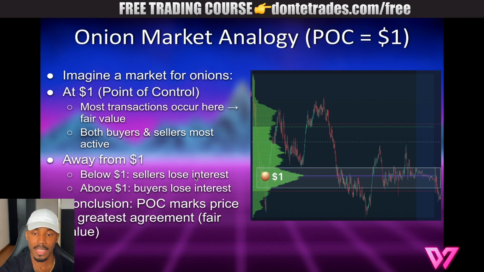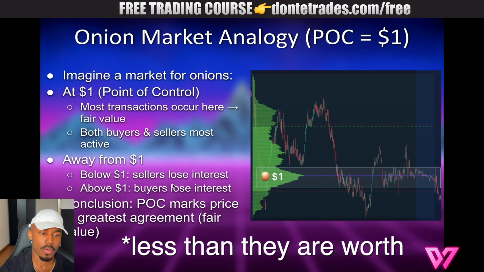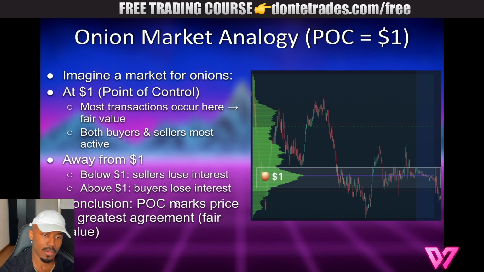So away from the $1 range or the point of control, sellers lose interest if it's below $1 because fewer people are willing to sell their onions for less than what they are worth. And above $1, the buyers lose interest because it's considered premium or expensive prices. So in conclusion, the point of control marks the price of greatest agreement of fair value, so a normal market price, right?